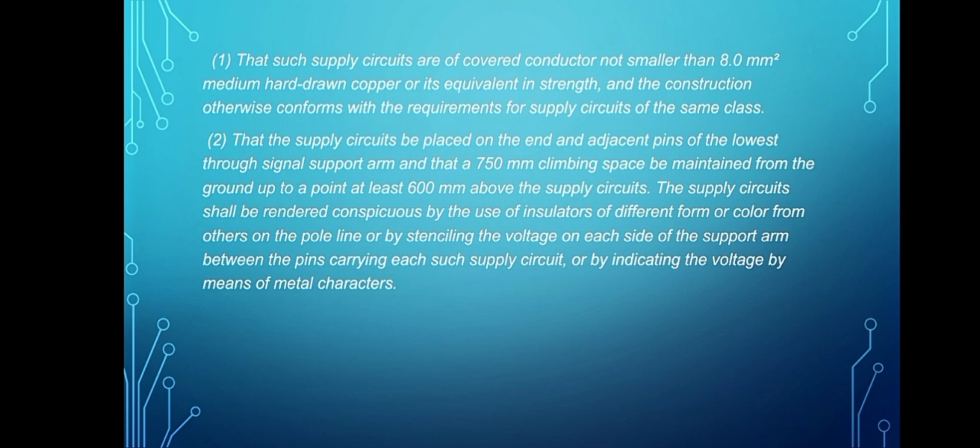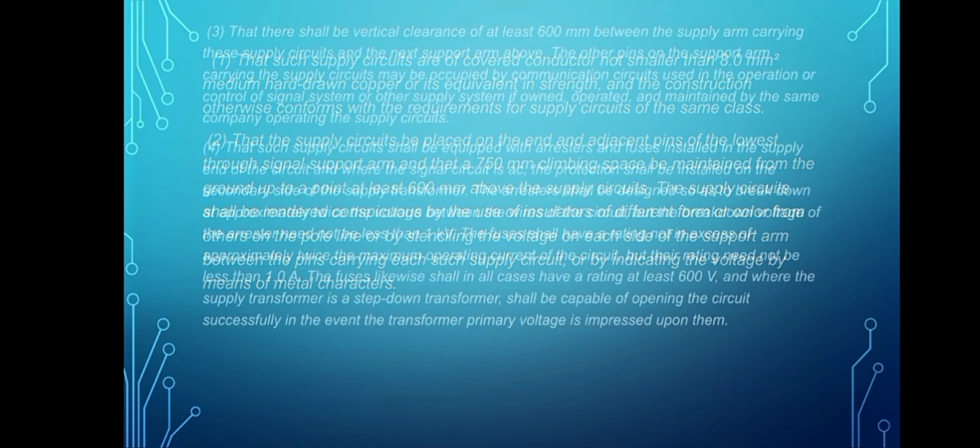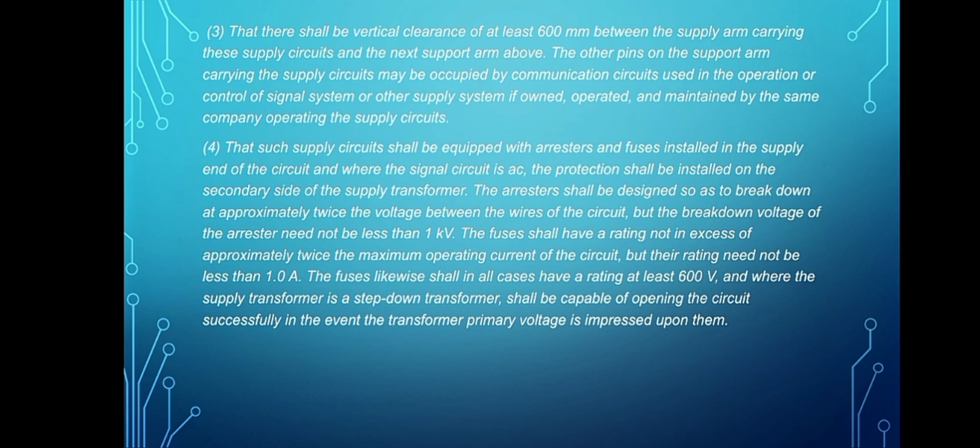The supply wires must be clearly visible, either by using insulators of a different shape or color, stenciling the voltage on both sides of the support arm, or using metal characters to indicate voltage. Number 3, vertical clearance. There must be a minimum vertical clearance of 600 mm between the support arm carrying the supply circuits and the next support arm above. Other pins on the same arm may be used for communication circuits only if they are part of the same company that owns and operates the supply circuits.